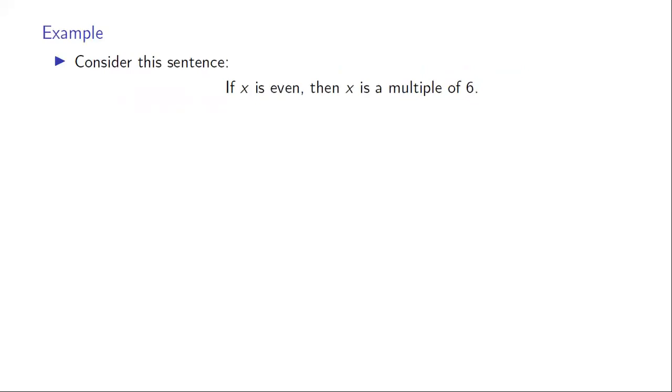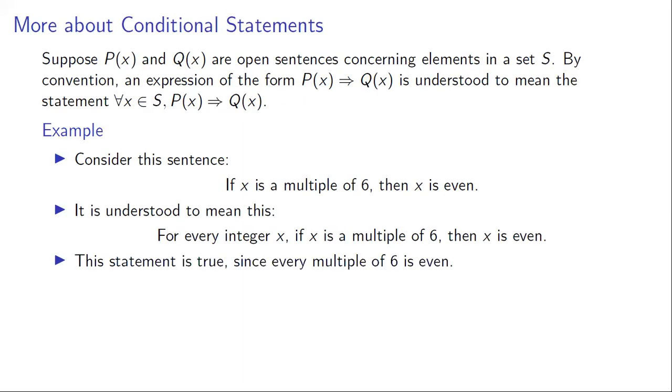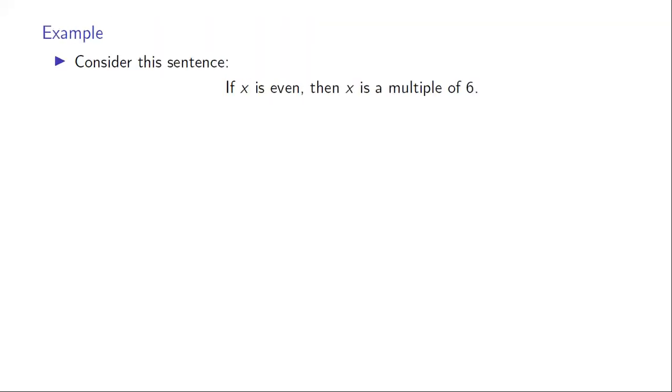Here's another example. Consider this sentence. It says, if X is even, then X is a multiple of 6. What do we call this? We call this the converse of the previous statement. Again, the previous statement was if X is a multiple of 6, then X is even. And here we're saying if X is even, then X is a multiple of 6.